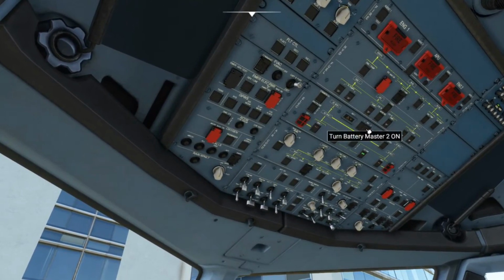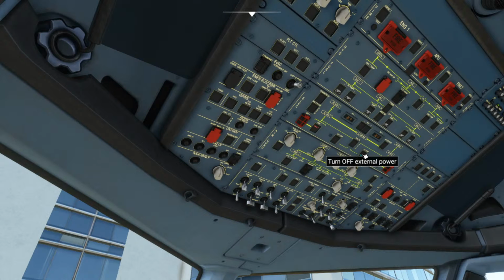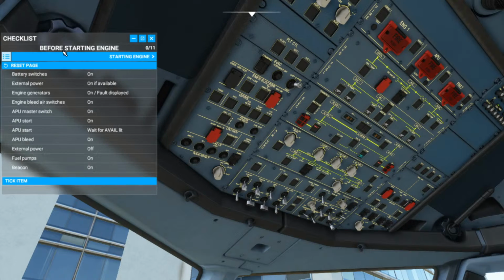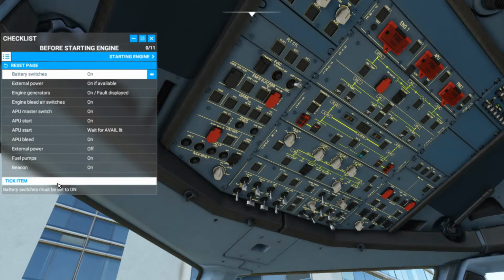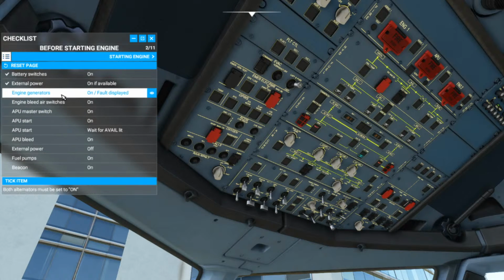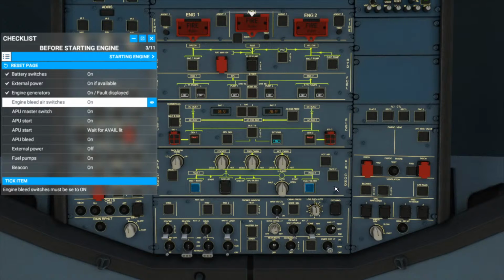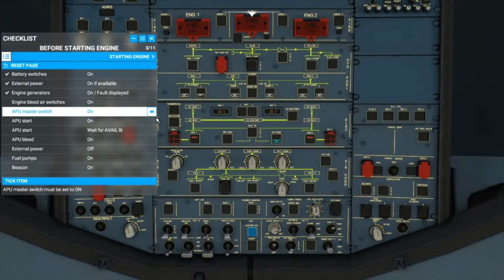So, let me see if I memorize this. So we switch these on, we switch this on. All external power is on. And then we're gonna switch on the APUs, right? I can't remember. Let me see. Oh yeah, battery switches, external power. These are on fault. Engine bleed. Okay, see. We need to do engine bleed first. Try these things. They are on. So there we go. Now we go APU.